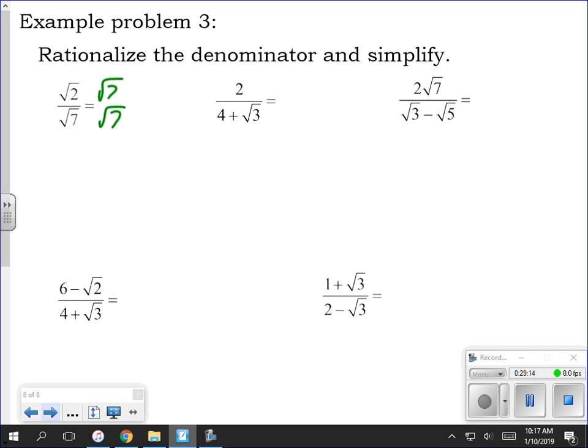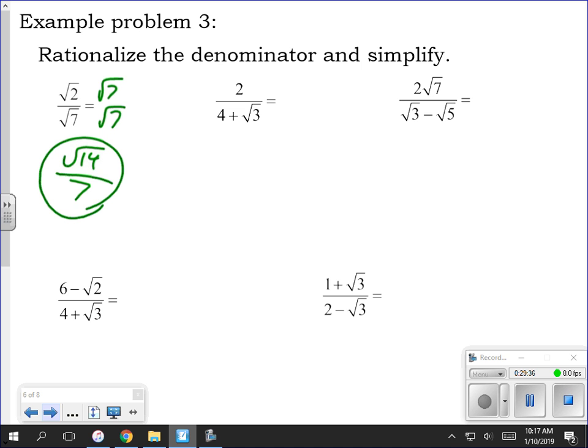Multiply my numerators. Root 2 times root 7 is root 14. Root 7 times root 7 is 7. That's my answer. If I can simplify, simplify. If you can't, don't. Okay? And this one's easy. Why? Because it only has the square root by itself and nothing else there in the denominator.